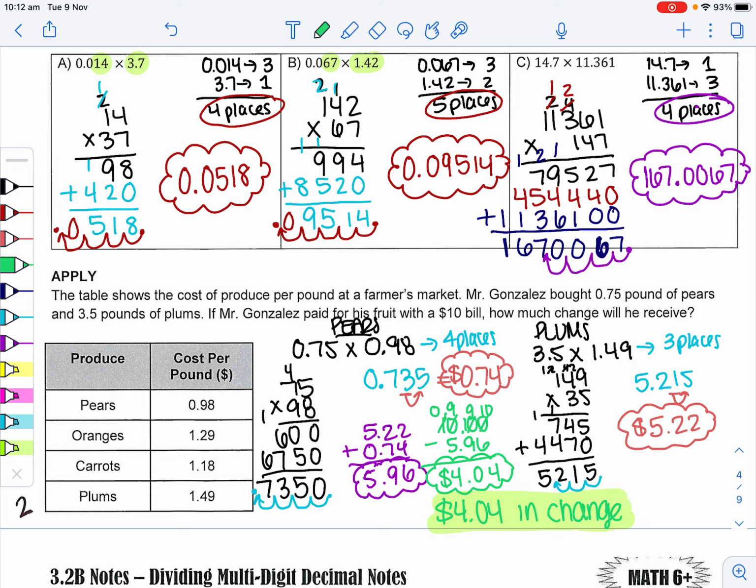So that one was a multi-step problem where we had to use all of the operations that we've done so far. I had to do multiplication to figure out the total cost of the fruit. I had to add to find the total combined cost of all of the fruit, and then subtract to figure out how much change he would get, and he would get $4.04 in change. So that is an example of how we can use all of these operations together.